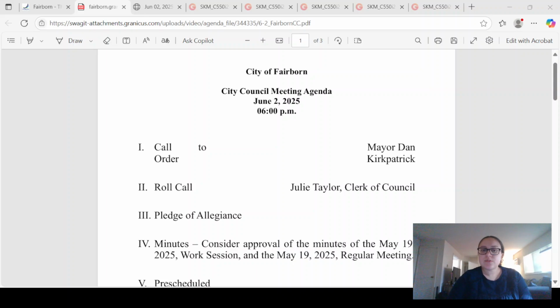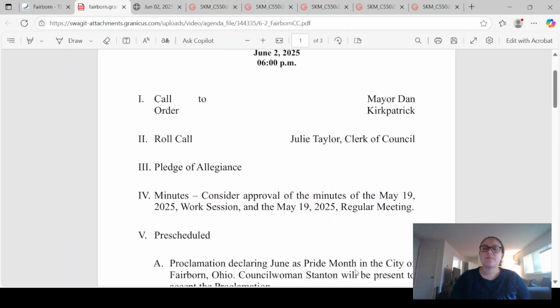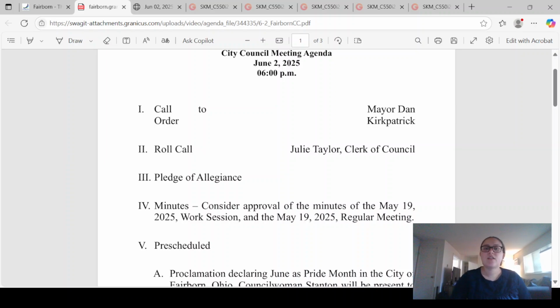All right, so first we have the call to order. So at 6 o'clock, the mayor tells everyone to be quiet and sit down, and then he calls the meeting to order. So they've officially begun. The minutes, which is basically every detail that they went over and talked about, gets written down by their secretary, or their clerk of council, as she's called. I'll talk more about that in the minutes section.